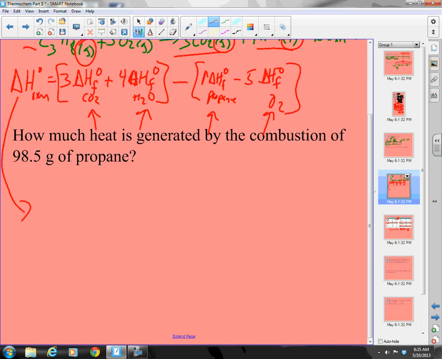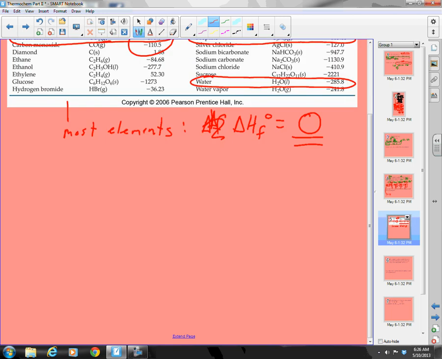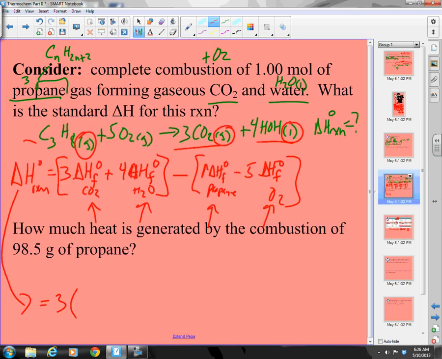I have 3 times carbon dioxide. Let's look for carbon dioxide. Carbon dioxide right here. It's negative 393.5 kilojoules per mole. Negative 393.5 kilojoules per mole.